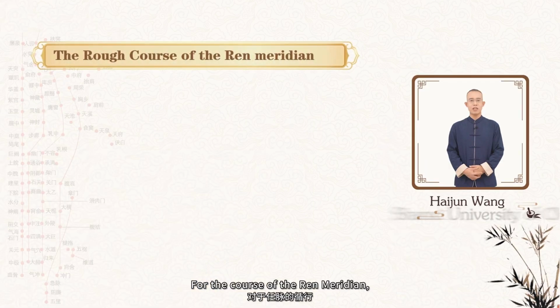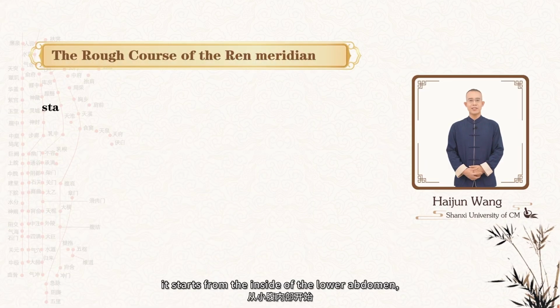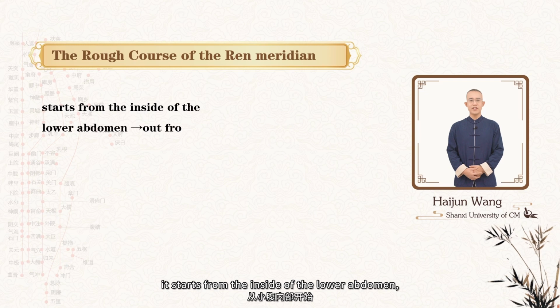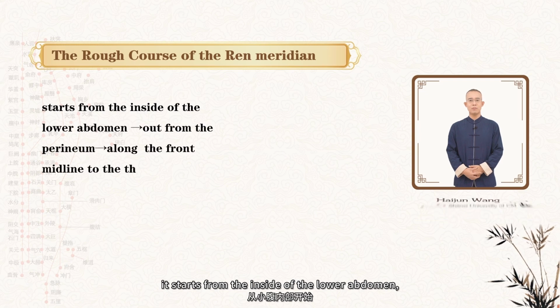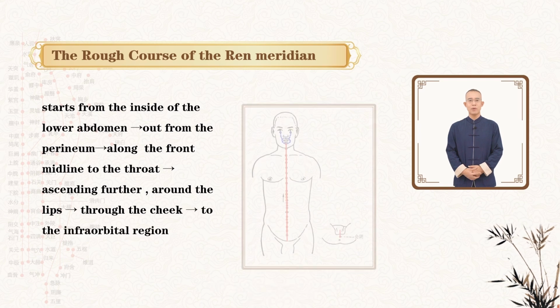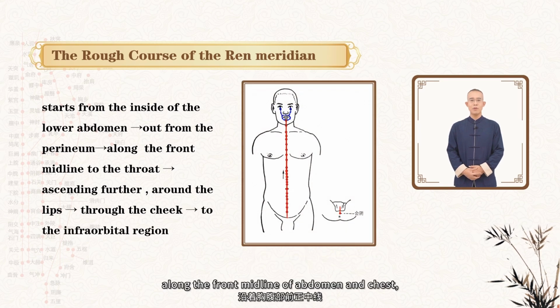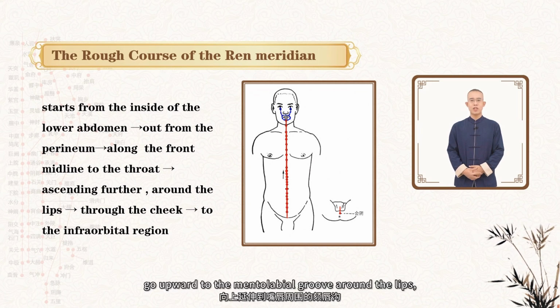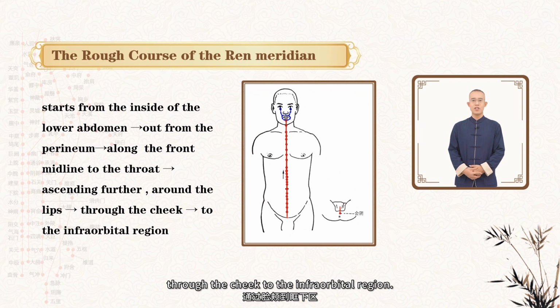For the course of the Ren meridian, it starts from the inside of the lower abdomen and then comes out from the perineum, along the front middle lines of the abdomen and chest. It goes upward to the mentolabial groove around the lip, through the cheek to the infraorbital region.